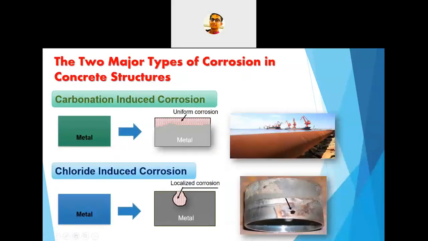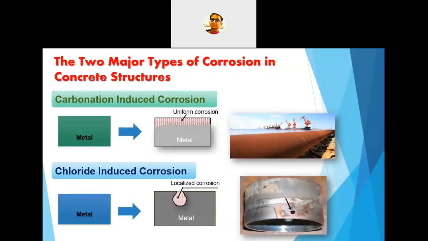So primarily we're going to see that there are two types of corrosion, as I mentioned earlier: carbonation-induced corrosion and chloride-induced corrosion. If we talk about carbonation-induced corrosion, it has been seen that generally the type of corrosion is uniform, and in the case of chloride-induced corrosion, the type of corrosion is localized corrosion, or local corrosion. Uniform corrosion means throughout the whole surface, the corrosion rate and the amount of corrosion will be quite similar.